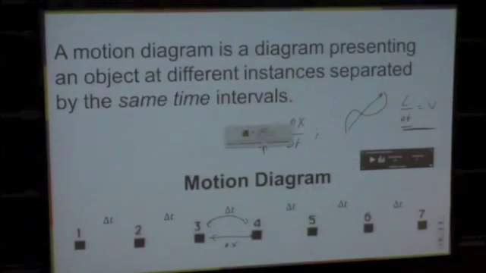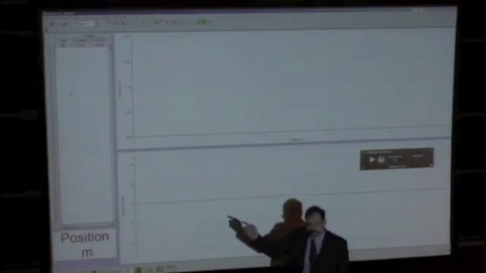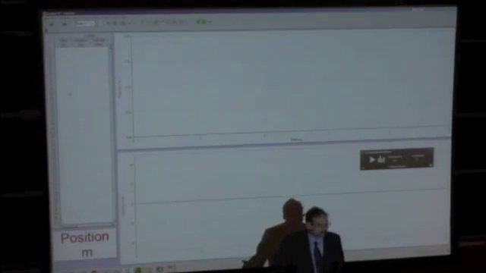Now, in physics, we also have a much more convenient way to describe the motion, a graph of a position as a function of time. Here what I have is a motion sensor. The motion sensor measures the position of an object over tiny time intervals, a fraction of a second. So the graph just basically shows you the position of this object at any instant you like.